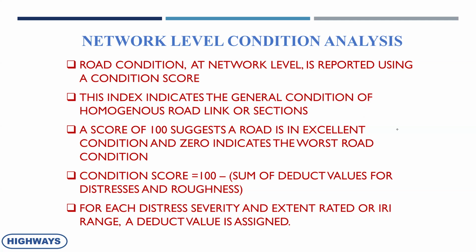You start with 100. Every distress is assigned a deduct value. And then the roughness of that road section also is given a deduct value. So if you add all the deduct values for the distresses that you have rated, and then the roughness, you deduct it from 100. That gives you the condition score. So it gives you an idea whether the road is in good shape or not. So maybe for a paved road, from 70 to 100 might be good. From 40 to 70 is in fair condition. And then from 40 to 0 is in poor condition.